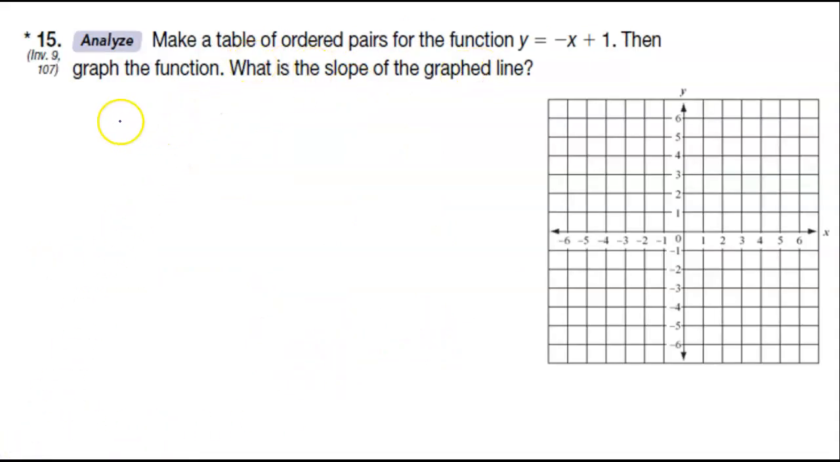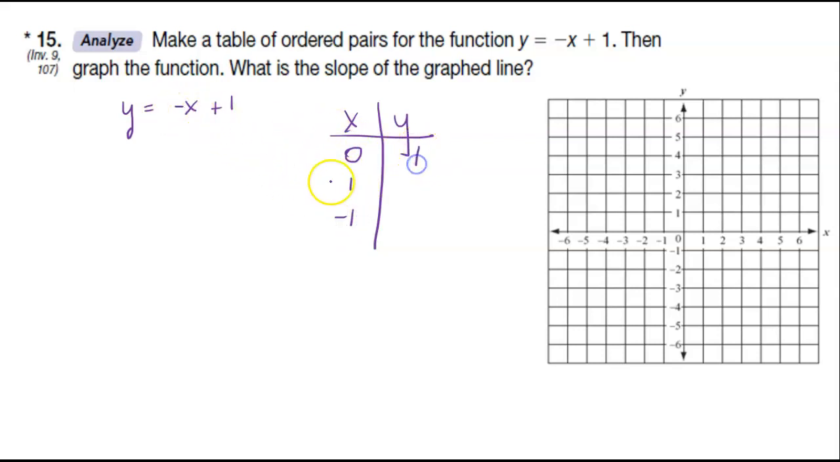Make a table for ordered pairs. Y is equal to negative x plus 1, x, and then what's the slope of it? Okay. Let's see, let's plug in 0, 1, and negative 1. So when I plug 0 into here, I get 1. When I plug 1 into here, I get 0. When I plug in negative 1, I get 2. So 0, 1.